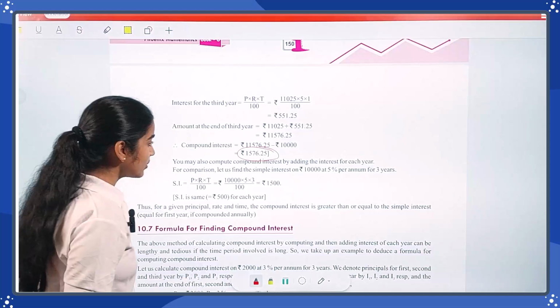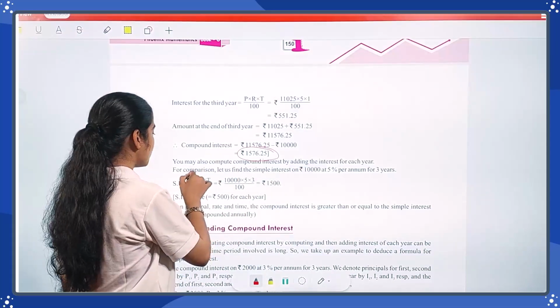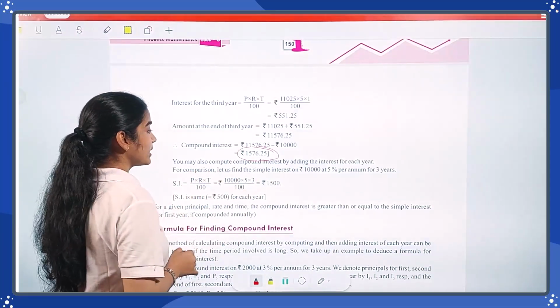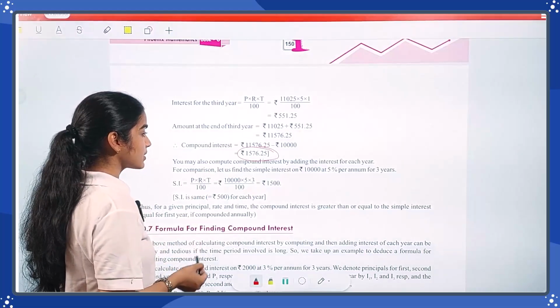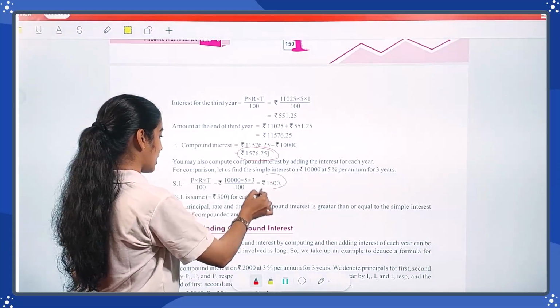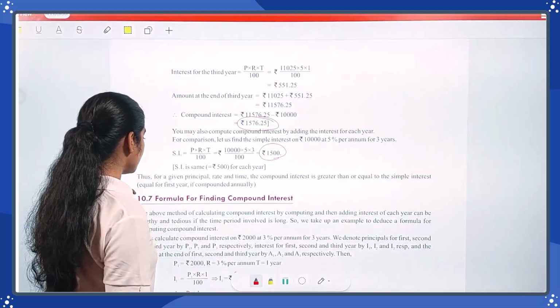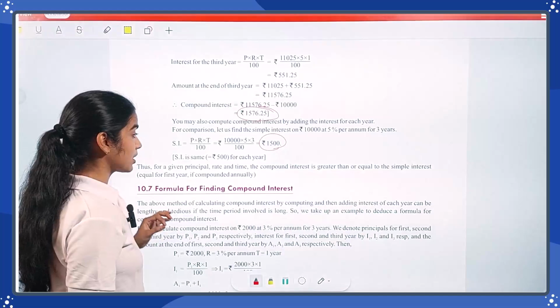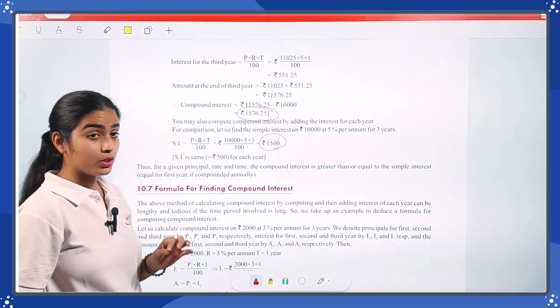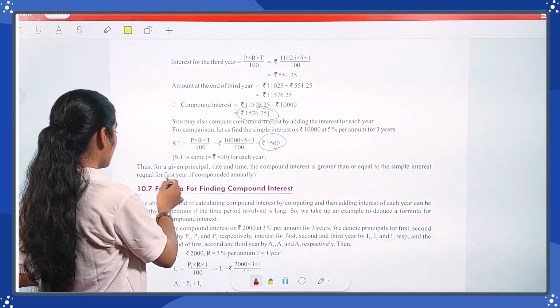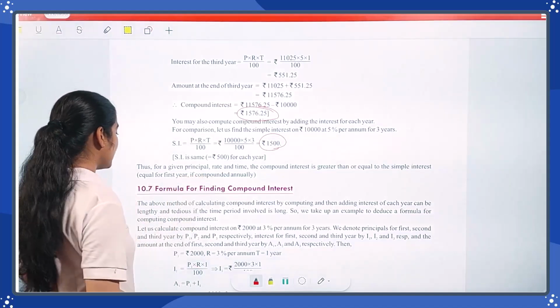You may also compute compound interest by adding the interest for each year. For comparison, let us find the simple interest on 10,000 at 5% per annum for 3 years. So this is our answer. So SI is the same, 500 for each year. Thus, for a given principal, rate and time, the compound interest is greater than or equal to the simple interest, equal for the first year if compounded annually.